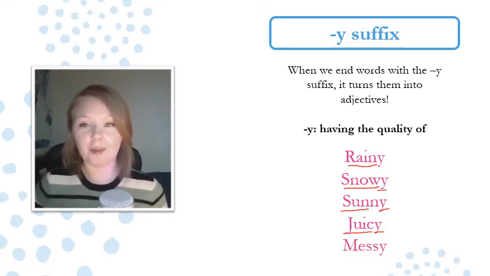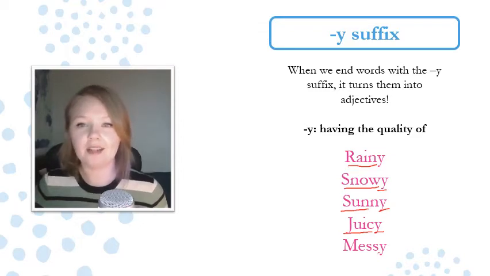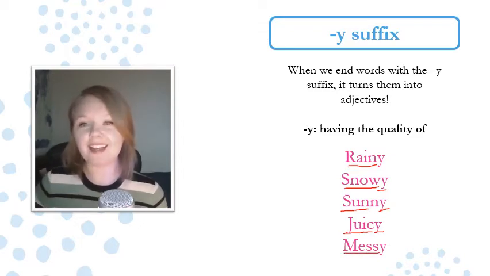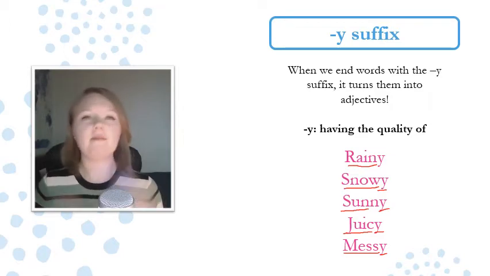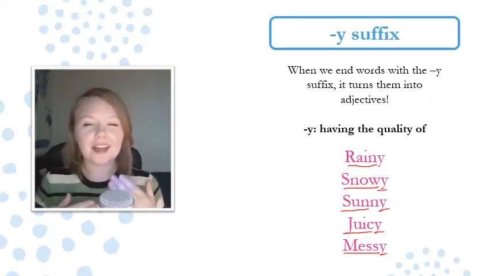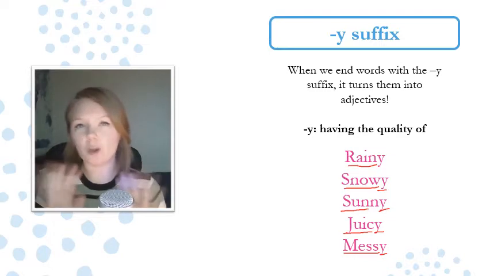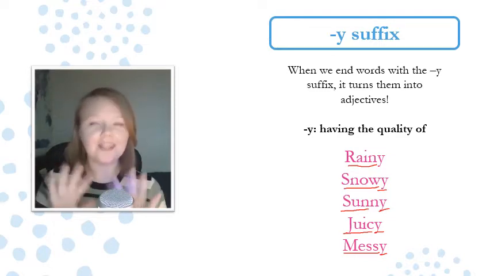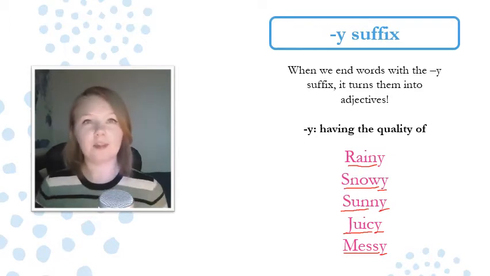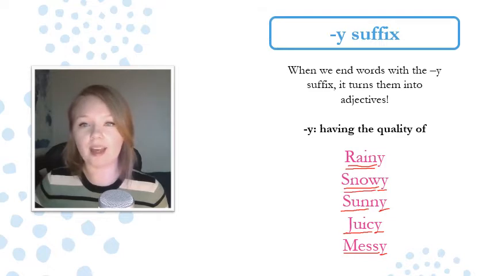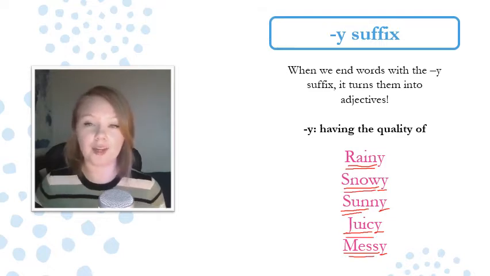And our last example is the word messy. So here we took the noun mess and ended it with a Y. This means that something has the quality of not being organized and there's a lot of mess. For example, I could say my younger brother's room is often messy. So like this, when we take a noun and we add Y to the end, we turn it into a descriptive adjective. And we see this a lot with weather, but it can also be used with other words.